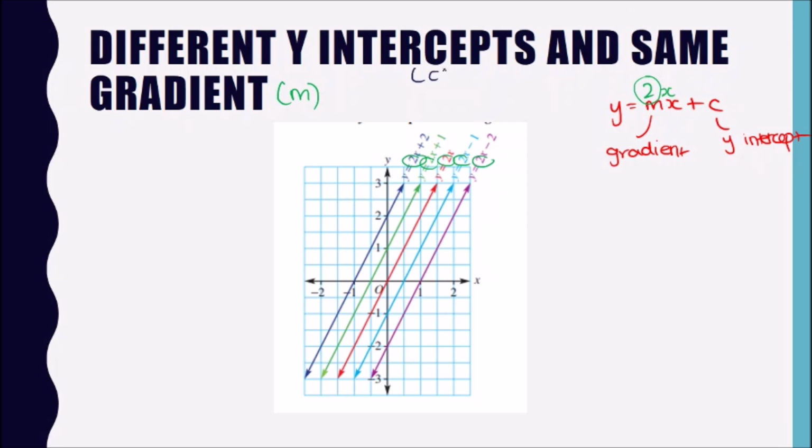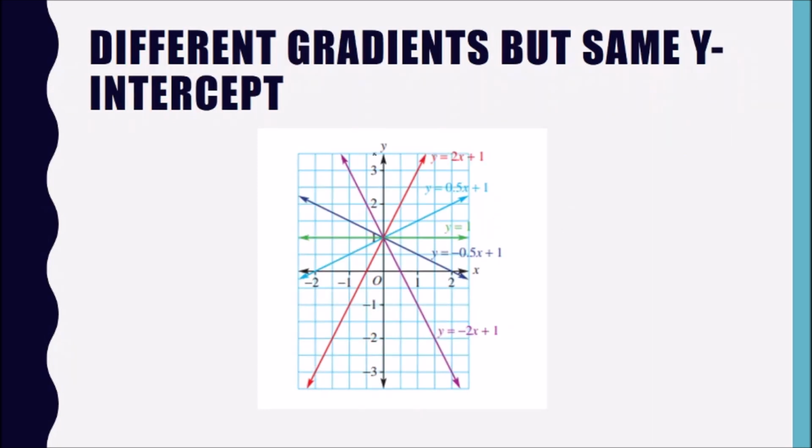The y-intercept is given by the letter c. So this is +2, +1, plus nothing, -1, -2. They're all different, but you can see how they look: they go up and to the right, and down and to the left, the same amount. This picture here shows different gradients, but they all touch the same y-intercept. The y-intercept is c, and m, remembering, is the gradient.